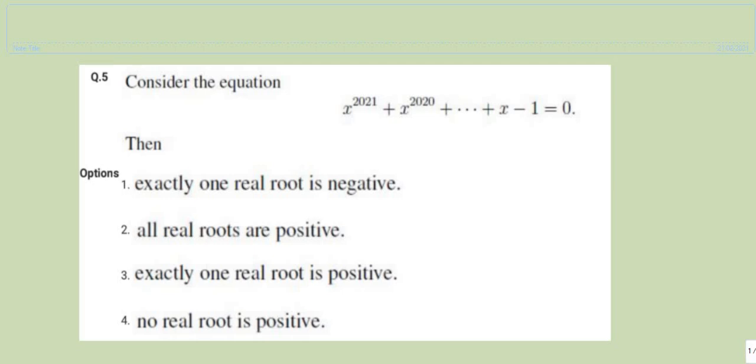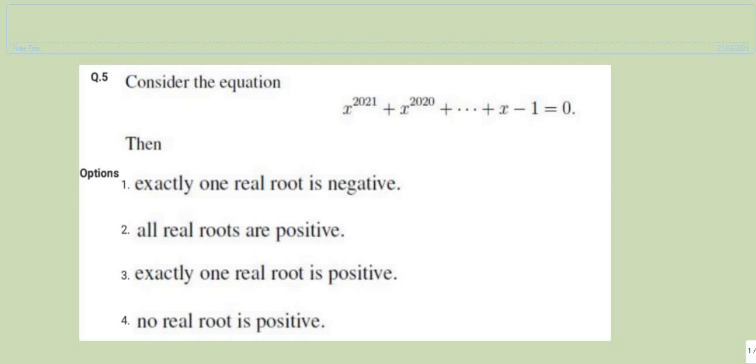So this problem appeared in the IIT JAM 2021 mathematics paper organized by the Indian Institute of Science, Bangalore. The problem is on single variable calculus. It's a very good problem. So let's see how to solve this.